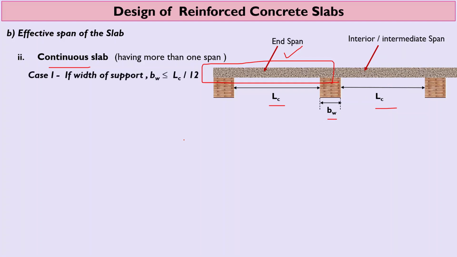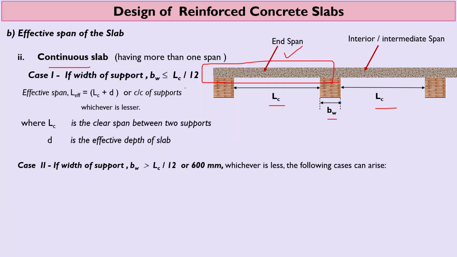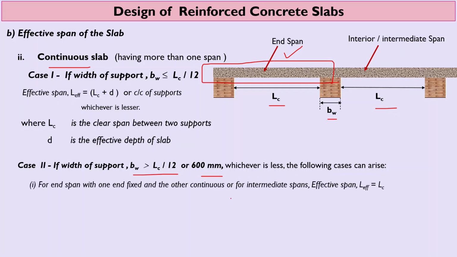So the first case, as already given in IS 456: if the width of support is less than LC by 12, then the effective span length is equal to LC plus D or center to center of the supports, whichever is lesser. Now case number 2: if the width of support BW is greater than LC by 12 or 600 mm, whichever is less, then we can say for the end span.